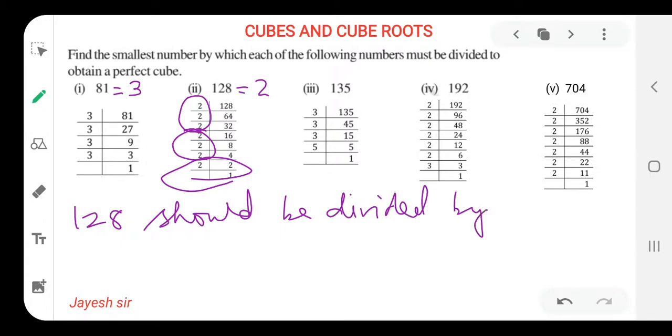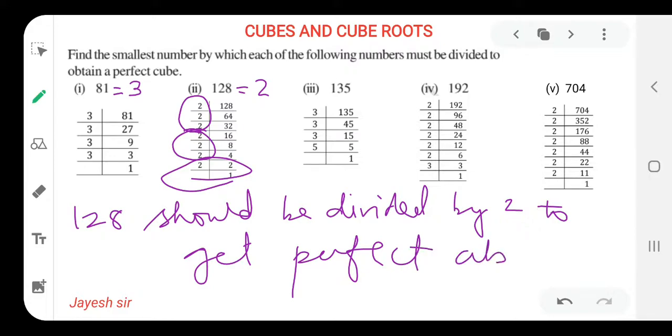by 2 to get a perfect cube. Yes, 128 should be divided by 2 to get a perfect cube. I hope you all are getting it.